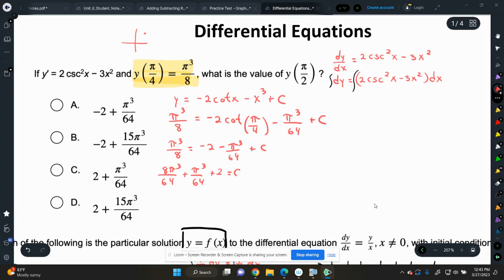Plus 2 equals c. Okay, so I get c equals 9 pi cubed over 64 plus 2. That's what c equals. And these are really ugly numbers, but when I look at the answers there, they're ugly also, so I'm okay so far. Okay, so y equals negative 2 cotangent x minus x cubed plus 9 pi cubed over 64 plus 2.